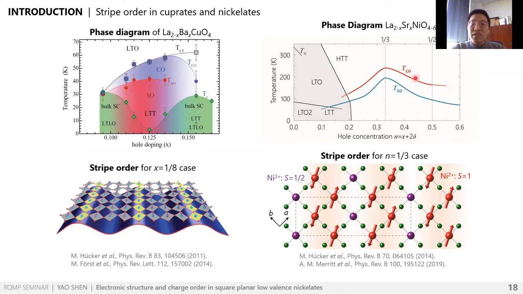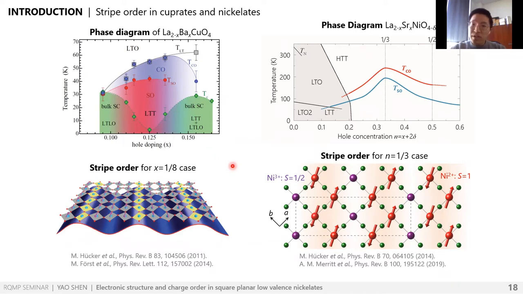And in nickelates, in the high valence nickelates, so here it is nickel 2 plus instead of nickel 1 plus, they also have charge order along with the spin order in a larger portion of the phase diagram. The difference is they form the diagonal stripe order. So as you can see, the direction of the stripe is diagonal to the nickel oxygen bonds. So this is different from cuprates.